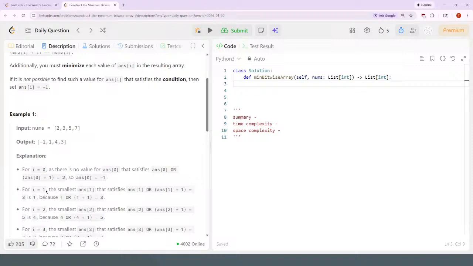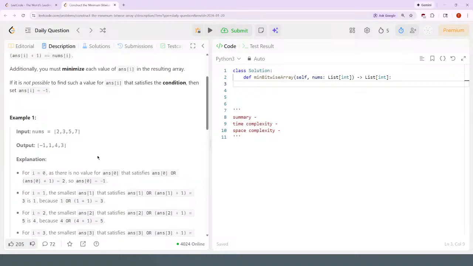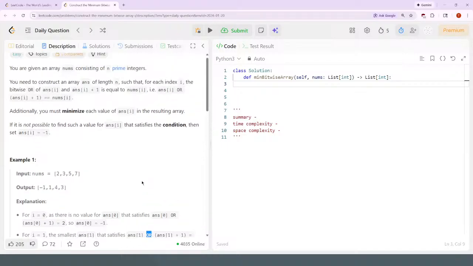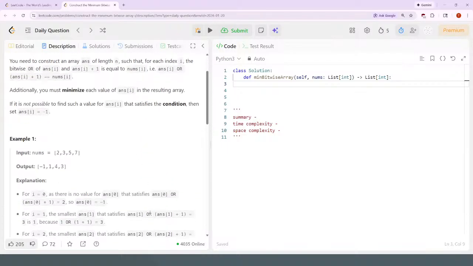Okay, whatever. For i equals 1, the smallest answer[1] that satisfies answer[1] OR answer[1] plus 1 equals 3 is 1, because 1 or 1 plus 1 is 2, and the bitwise OR of 1 and 2 is 3. I think I see now. This is bitwise OR, not logical OR. Yeah, whoops.